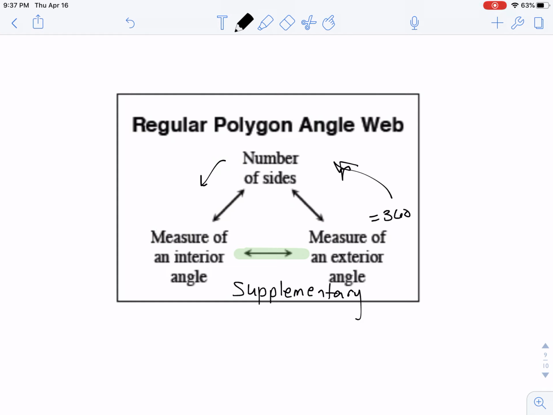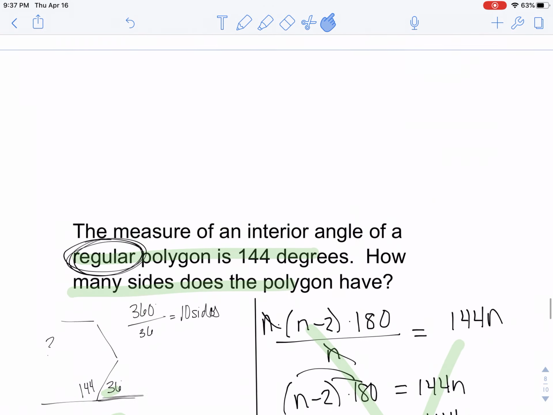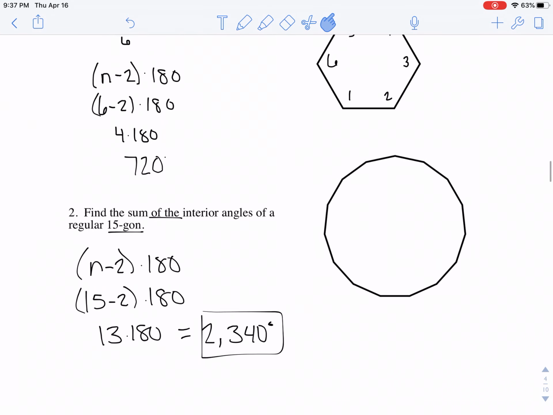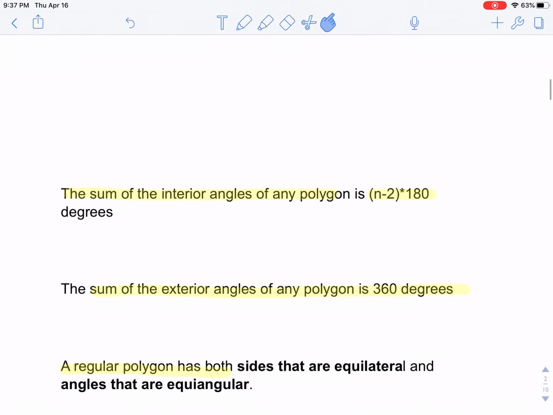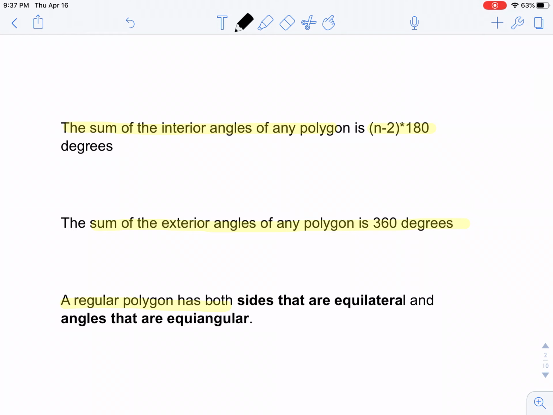There's a bunch of practice problems for you. I want you to try some of these, but hopefully this was enough information to allow you to get off to a good start. Again, keep this formula and this number in mind as you begin your work on these problems.